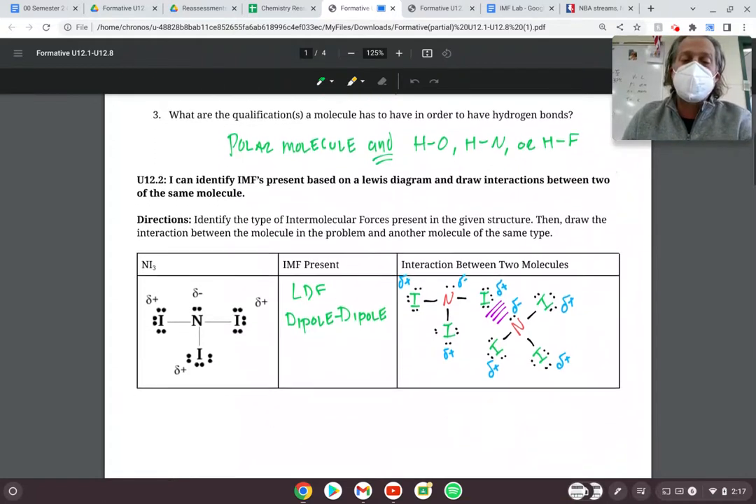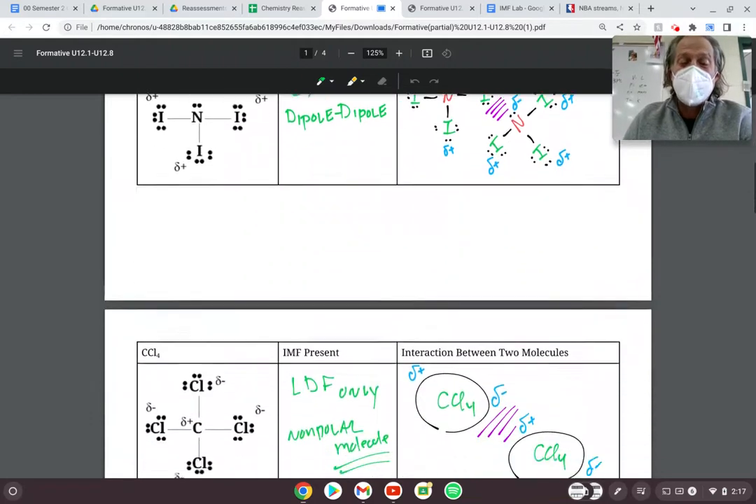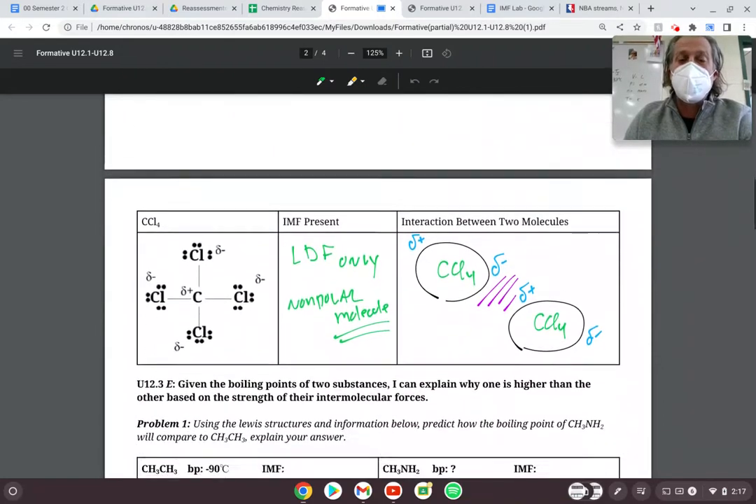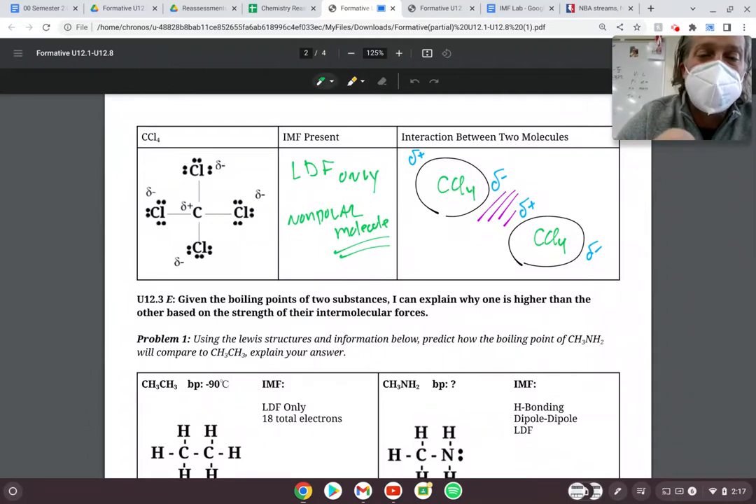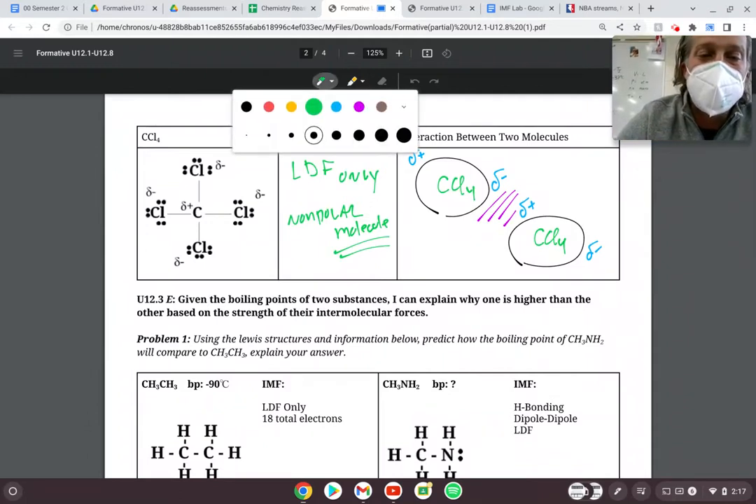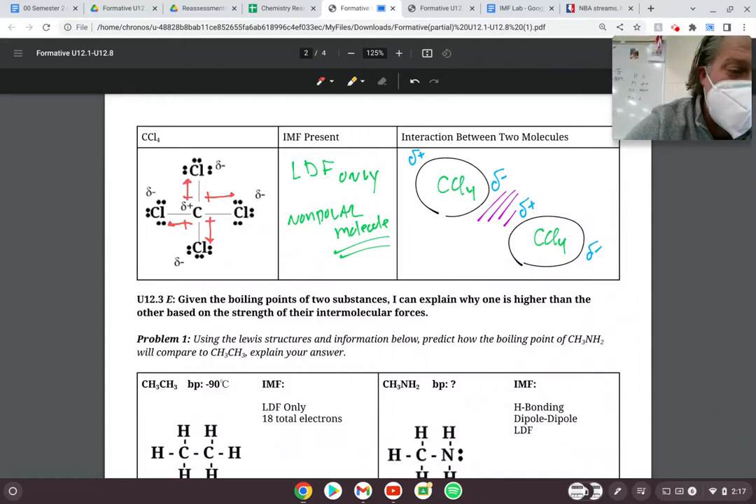Now, the next example here, some students might have found or might think is meant to be a trick, but it's really not. In this next example, we're talking about this being London dispersion forces only. The reason I want to show this is that in this example, all of the electrons are being pulled away from carbon to the same type of element, which in this case is chlorine.